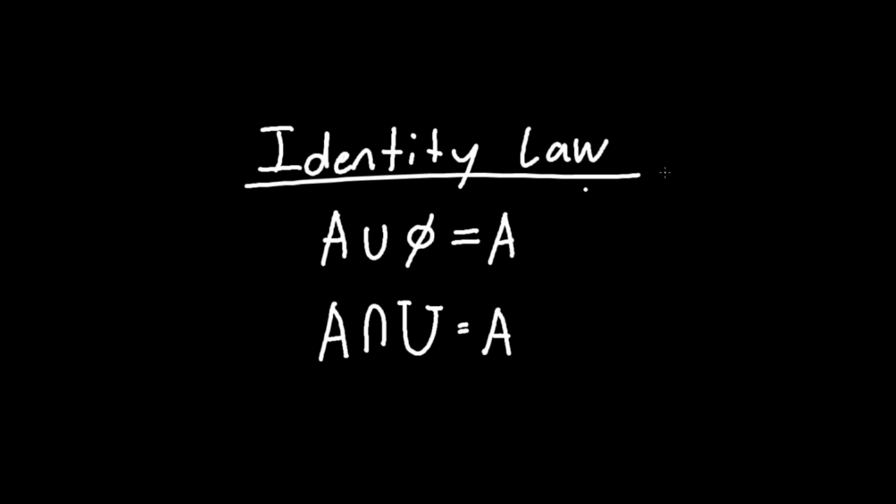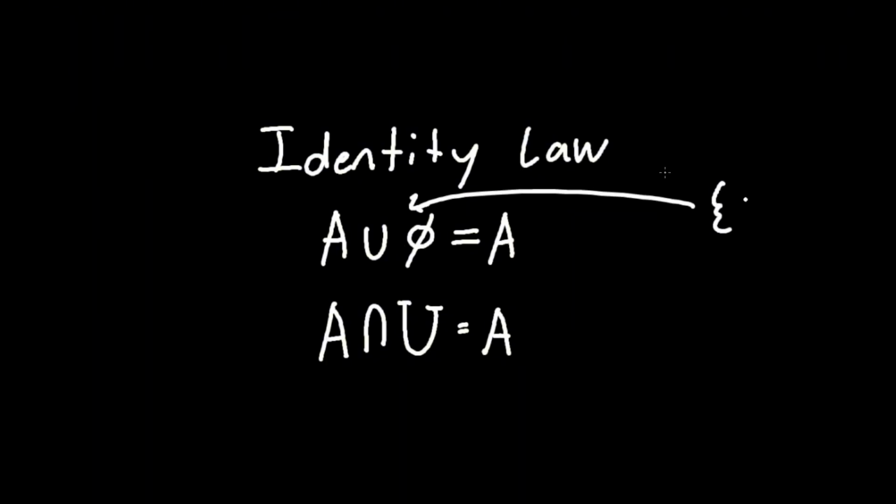This is the identity law. So if you take the union of any set with the null set, you just get the same set, right? So if you combine nothing with something, you just get the same something at the end, okay? And a little refresher, the null set is just an empty set. It's just a set with nothing inside of it, right? It's just brackets.